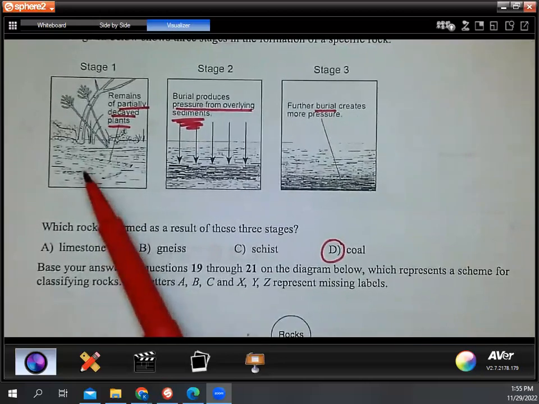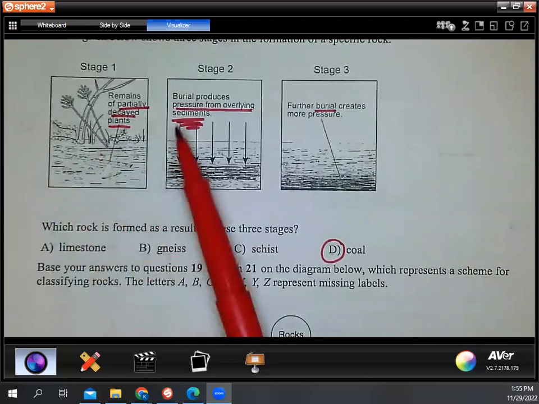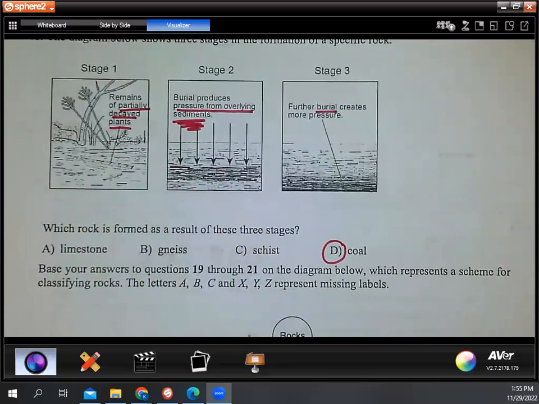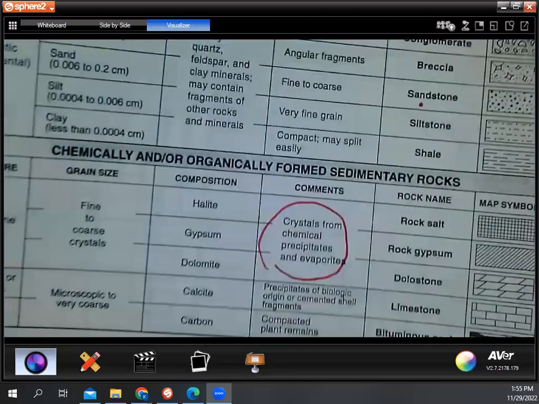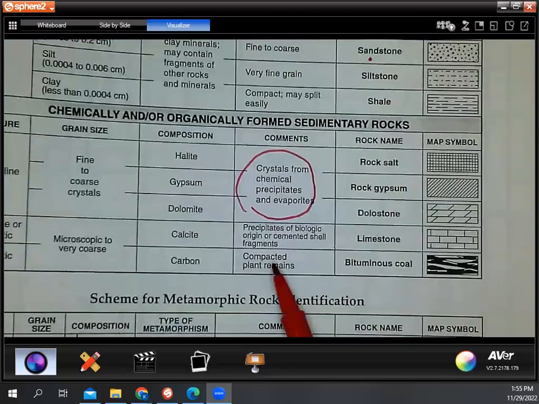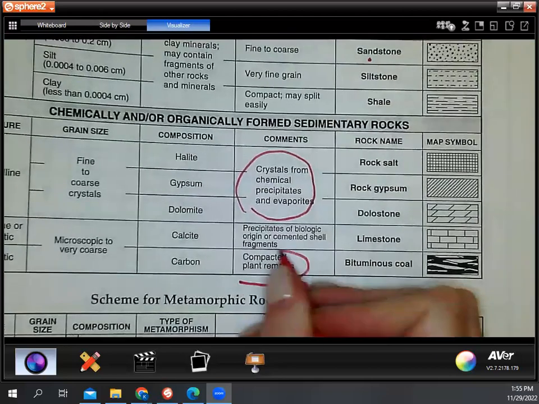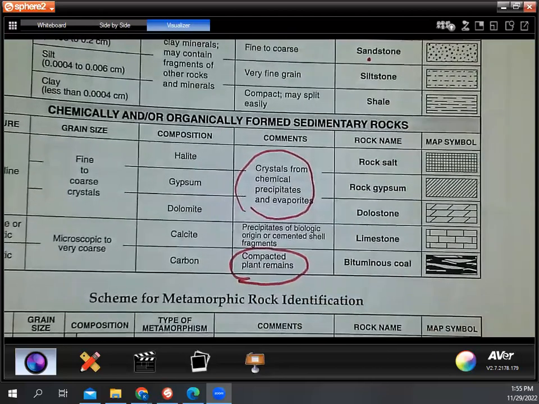What they're showing us here is a swampy area. They're showing it being buried and being pushed upon. To help us remember that, next to coal, they tell us it's made from compacted plant remains. And we talked about that in class.